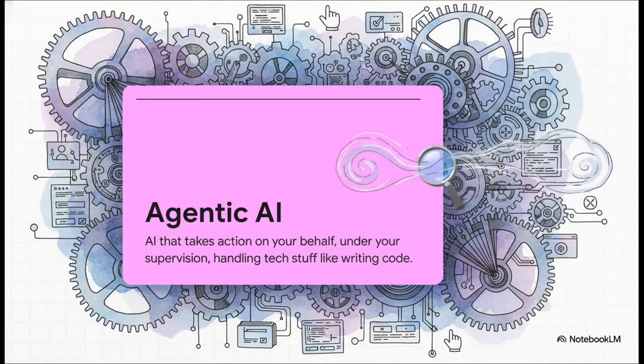Now, the absolute magic engine running behind the scenes here, it's called Agentic AI. And this is totally different from just getting a text answer back from a chatbot. The crucial point is that Agentic AI actually takes action on your behalf. While you're typing out your plain English instructions, the Agentic AI is doing all the technical heavy lifting. It's writing the code, it's building the user interface, it's making sure all the gears turn smoothly. But, and this is a big but, it only does this under your direct supervision.